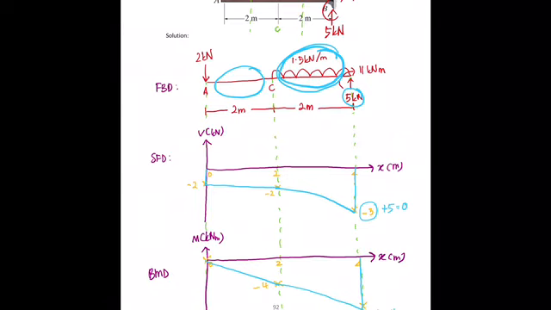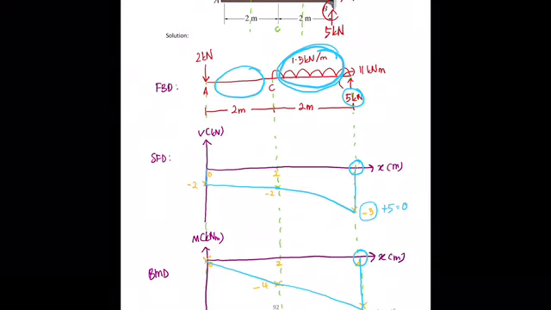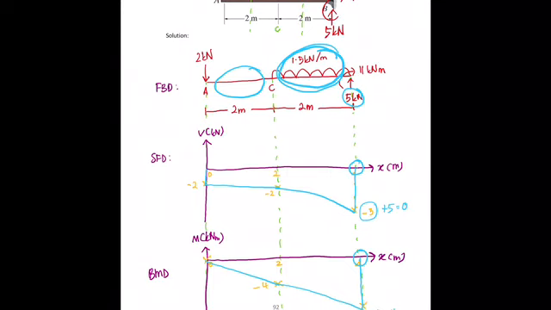How to know whether your answer is correct or not? If everything is equal to 0 at the last point. If it is equal to 0, it means that all your calculation is correct. If it is not equal to 0, then maybe something is wrong with your calculation. Maybe in your first step, which is the support reaction, or an equation. Okay, you have to recheck.